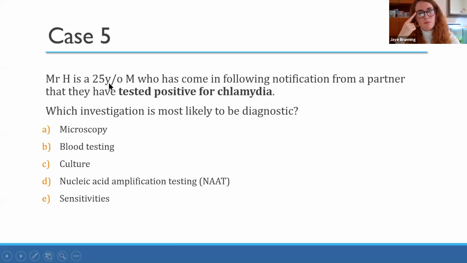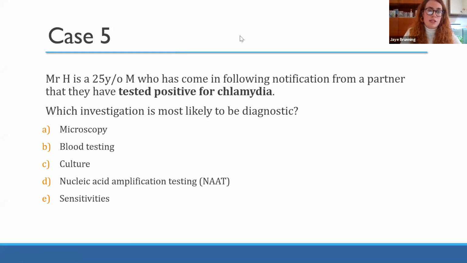So just back to our case, Mr. H is a 25-year-old male who has come in following notification from a partner that they have tested positive for chlamydia. What investigation is most likely to be diagnostic? Questions like this often ask what is most likely to be diagnostic. Obviously, I've told you that many of them could be diagnostic, but we're thinking here about the gold standard of testing. So have a go at answering that if you feel up to it.